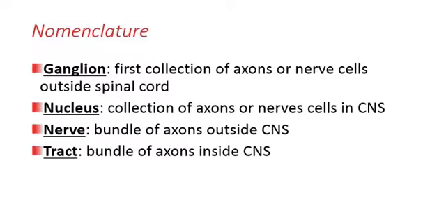And similarly, when we talk about nerves, we're talking about a bundle of axons outside the central nervous system, i.e. the peripheral nervous system. And a tract is the same thing, a bundle of axons inside the central nervous system. So when we refer to ganglia or a ganglion, we're talking about a collection of nerve cells outside the spinal cord, outside the central nervous system. The nucleus is a collection of neurons, it should really be neurons rather than nerve cells, inside the central nervous system.